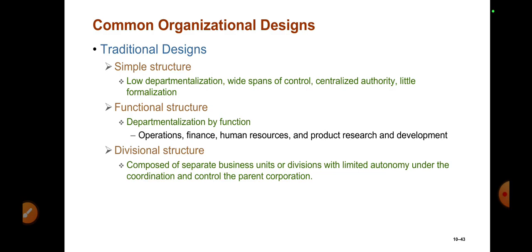Simple structure means low departmentalization, wide span of control, centralized authority, and little formalization. So those are the main features of the simple structure. But if it is a functional structure, they require departmentalization by each function, like an operations department, finance department, human resource department, and product and research and development department.